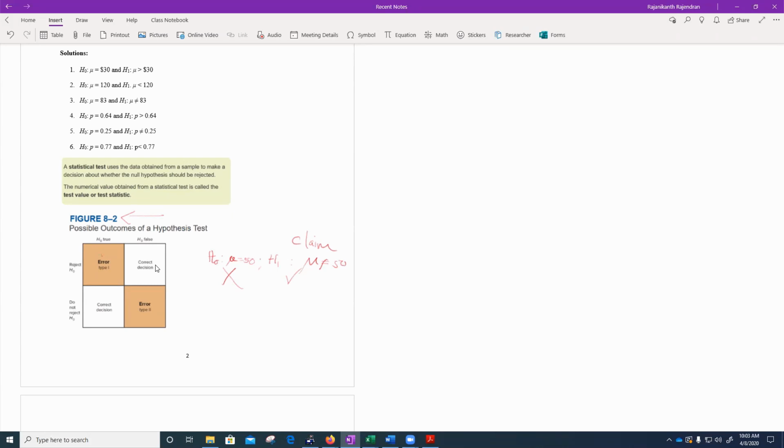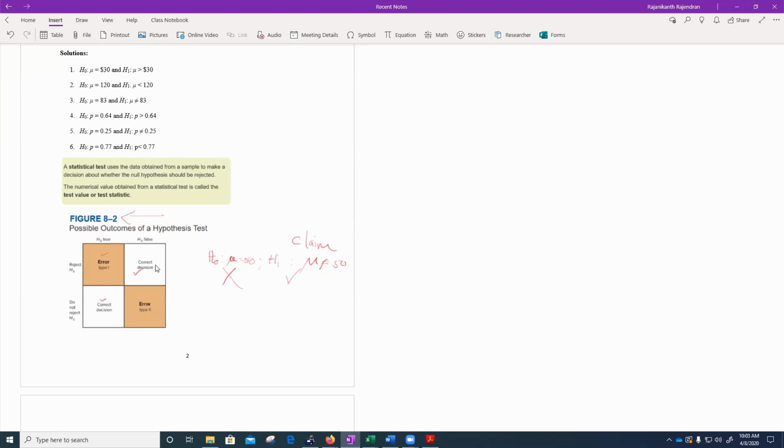When H naught is false, you have to assume your claim is correct, right? That means if H naught is false, you are rejecting H naught. Yes, that is a correct decision. If you look at here, you know that H naught is true and you do not reject H naught. Yes, this is true, therefore I am accepting that. So this is also a correct decision, right?